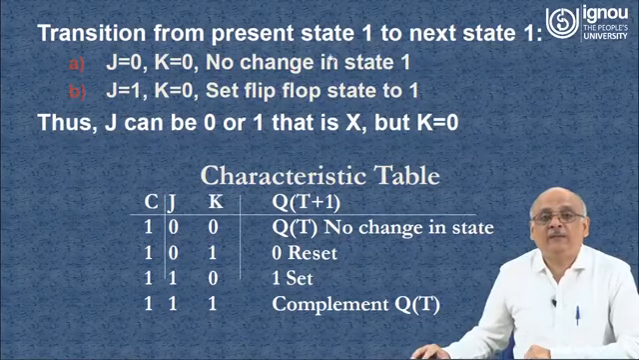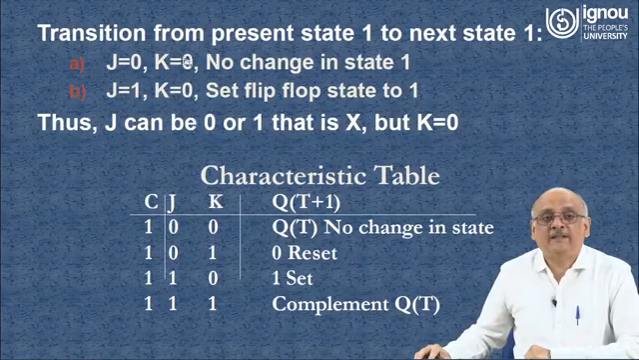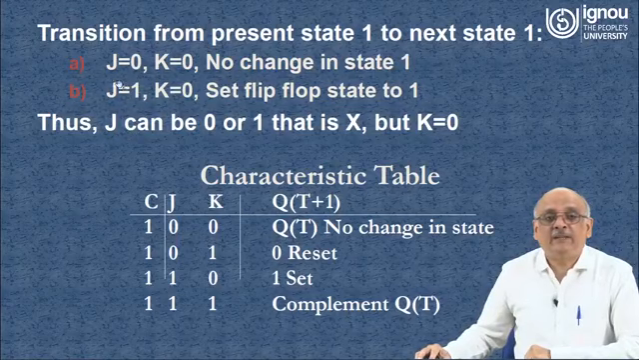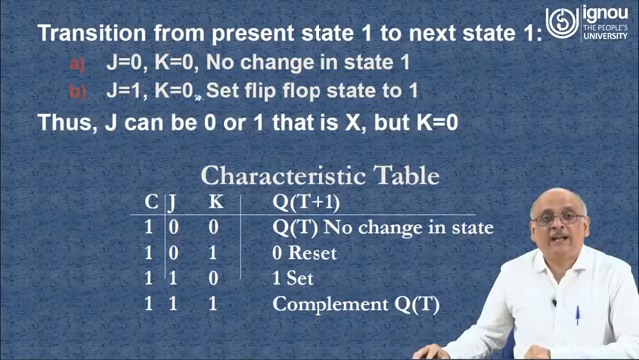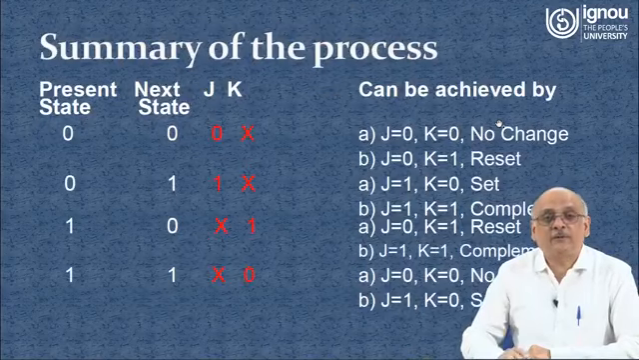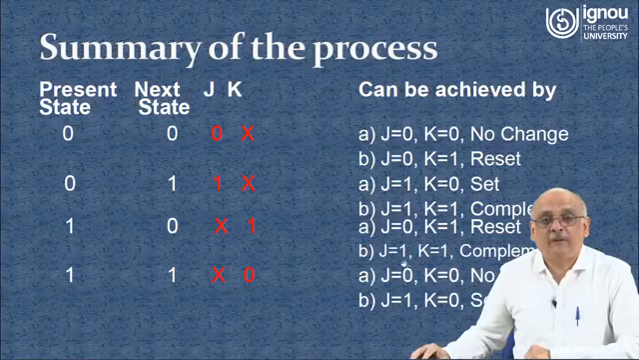And finally, when we want state 1 to 1 only, this is possible when there is no change, or we set, right? So this is how you can see: J K equals 1 0, and no change, 0 0. So what is the condition which we have? J can be 0 or 1, that is, it does not matter, but K has to be 0. So this is what makes the excitation table for the flip-flop.